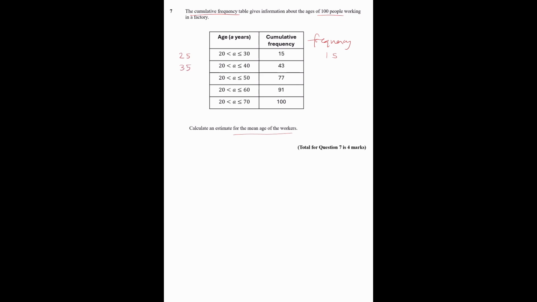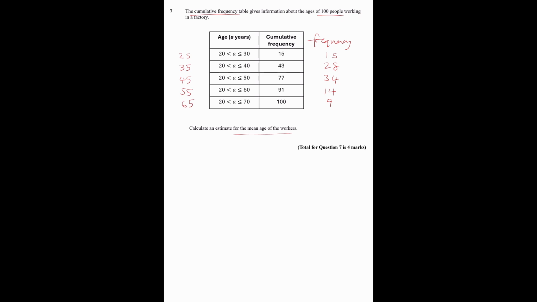The running total is 43, so 43 minus 15, which is 28. So that would be the frequency. Then the next one will be 40 to 50, so 45. 77 minus 43 is 34. Then 55. 91 minus 77 is 14. And then the last one would be 65. And then that's 100 minus 91, which is 9. So that's our frequency table.